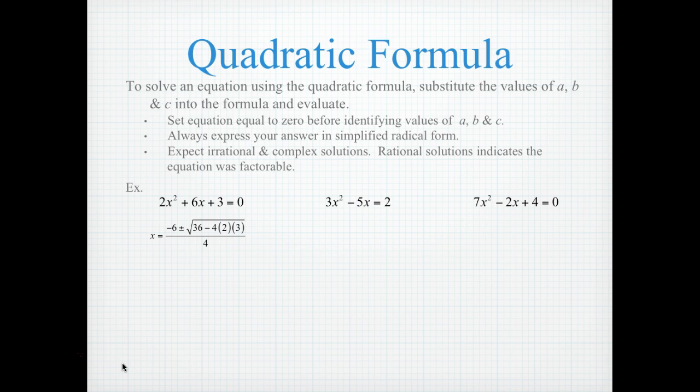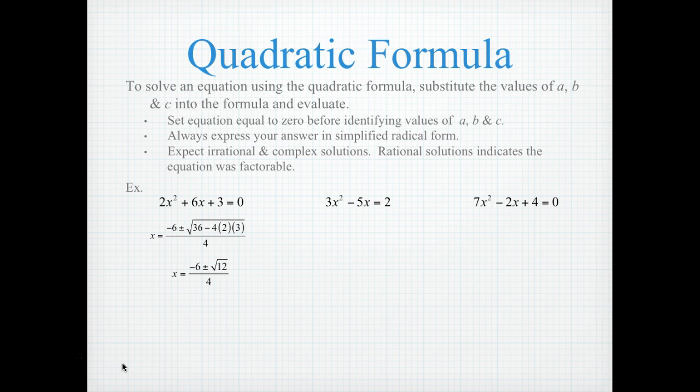The value of b has already been raised to the second power at the beginning of the radical, and 2 and a have already been multiplied in the denominator. From here, our complete attention goes to simplifying the radical. Negative 4 times 2 times 3 gives us negative 24. Subtracting 24 from 36 gives us 12.